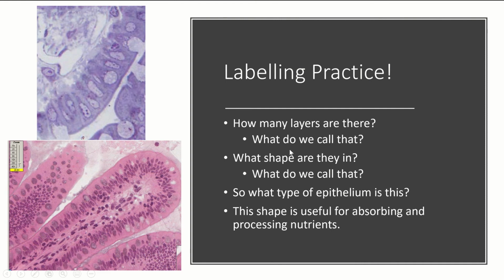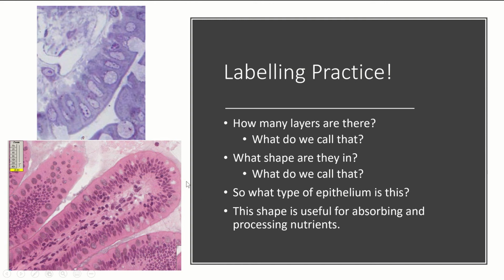We have to remember what we call something that is 1 cell thick, and that is simple. So that's our first term for this epithelium. Then we need to look at the shape. I'm going to outline the shape of this cell right here. You can see there is more cytoplasm above and below the nucleus than there is on either side, and the name we had for that is columnar in shape. So these are very columnar in shape. Putting those 2 together, this is simple columnar epithelium.